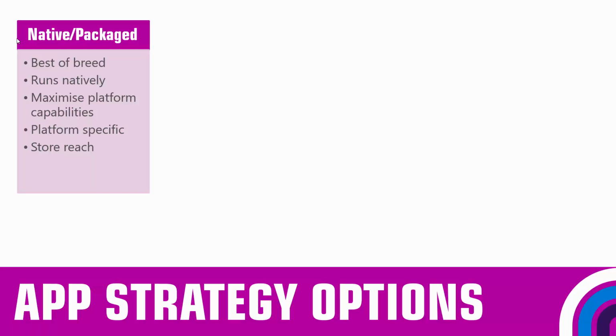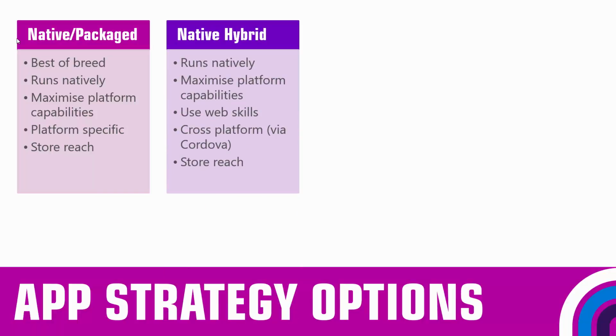So these are generally best of breed apps. They're generally very good. They work very fast and smoothly. They're generally very polished, and they're generally very expensive to build as well, especially when you're doing it for lots of different platforms. Next, we have what we call native hybrid. This is where we're taking web technology such as HTML, JavaScript, CSS, but you're still building a native app. So you're still building something that runs natively on the operating system.